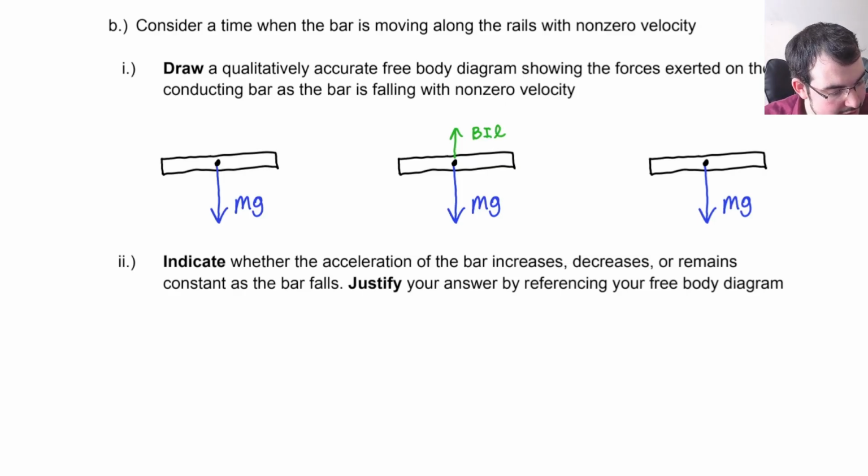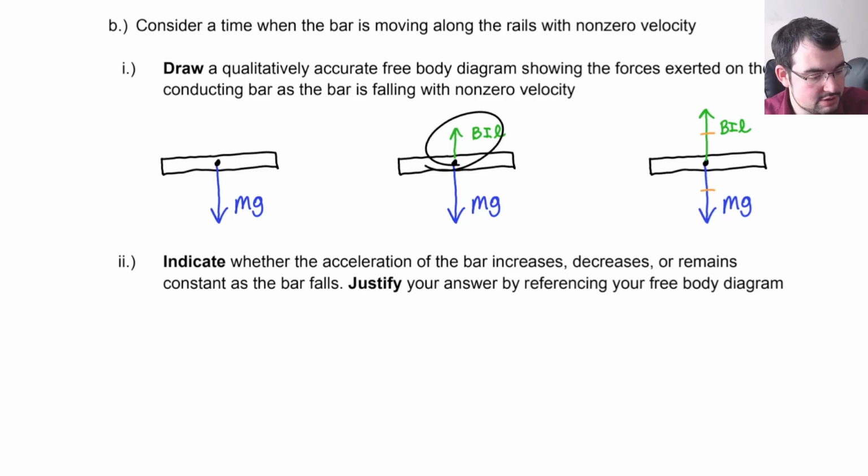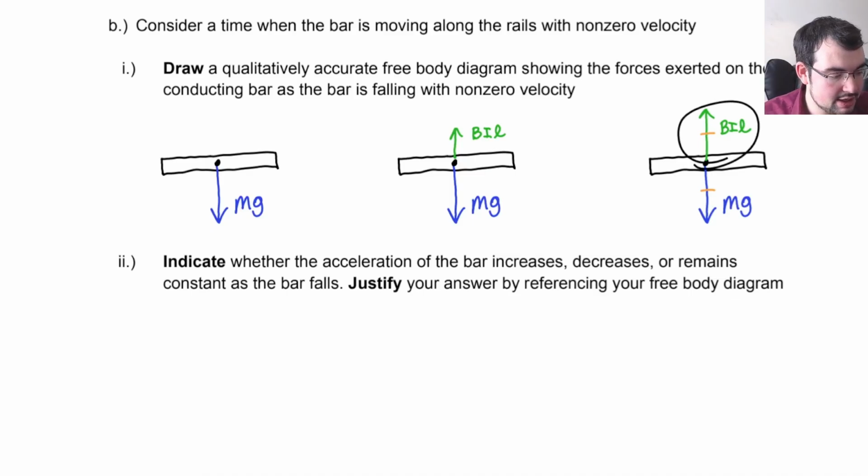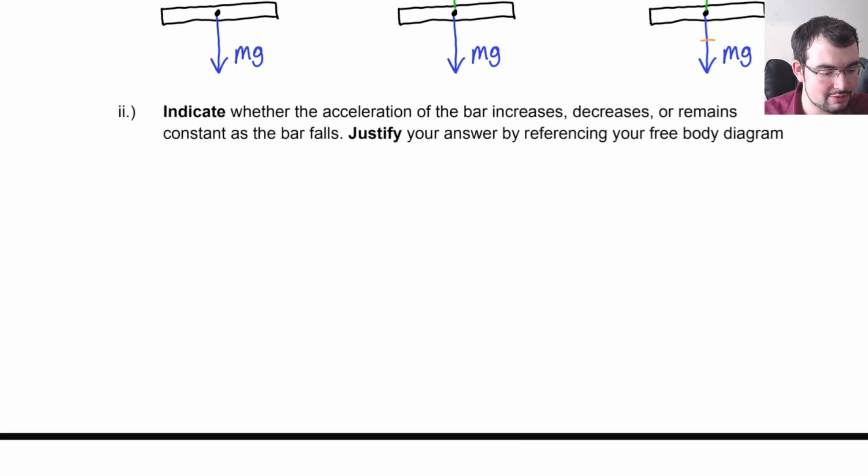Then a long time later, you're going to be moving so fast that the Bill force exactly balances your weight, so you stop speeding up. So what's going to happen is the bar is going to accelerate at a very fast rate, downwards at g. Then the Bill force is going to fight that acceleration, so it accelerates less and less and less. Your velocity is still going to increase until eventually the Bill force balances out.